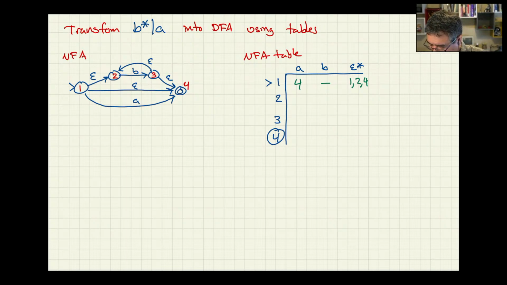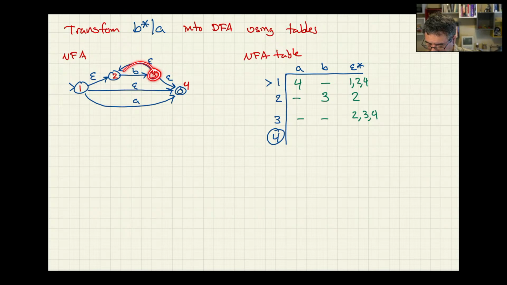2 on an A doesn't go anywhere. 2 on a B goes to 3. And 2 following 0 or more epsilons just goes to 2. 3 on an A, nowhere. B, nowhere. And 3 following as many epsilons as we can goes to 2, 3, and 4.